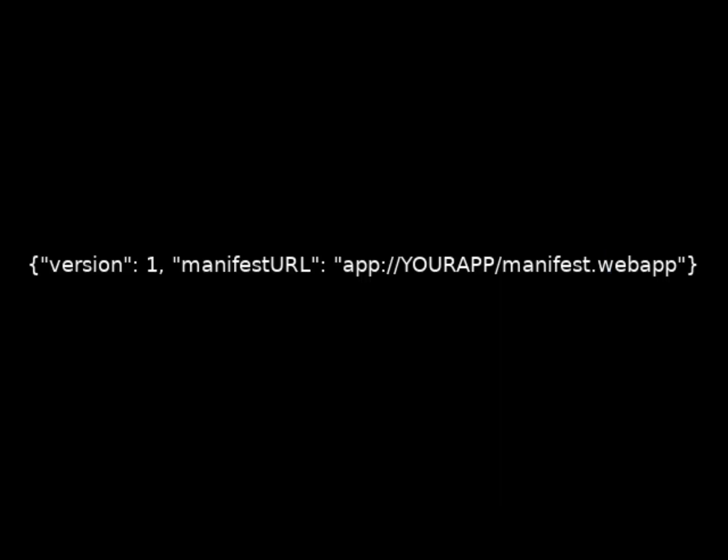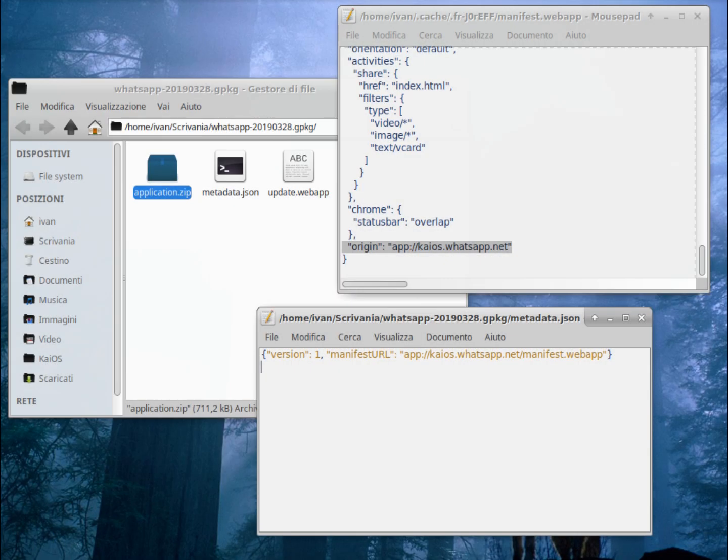Version 1, manifest.url, app://yourapp/manifest.webapp, where "yourapp" has to be replaced with the actual ID, origin, of your app registered in the manifest, and manifest.webapp has to be renamed if it's called differently in the application.zip archive.